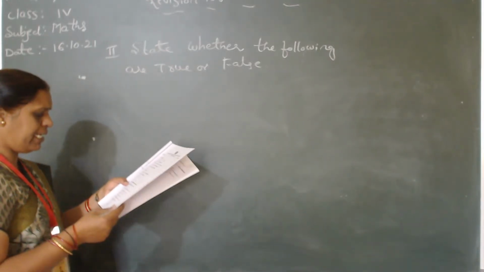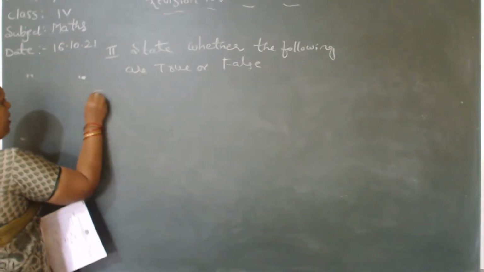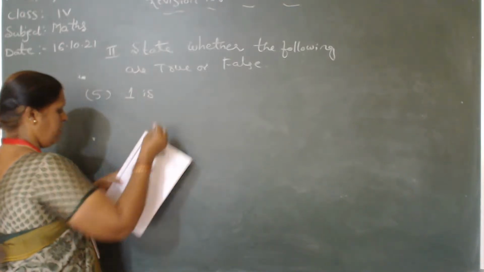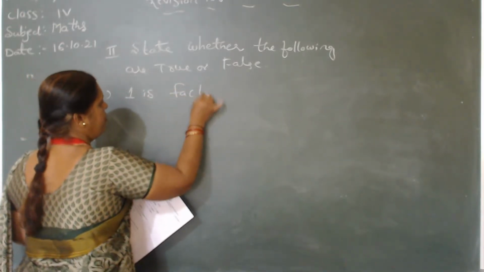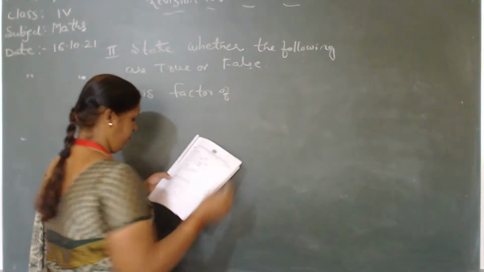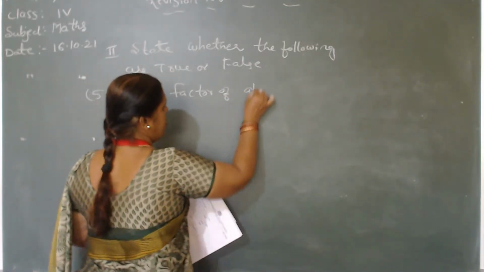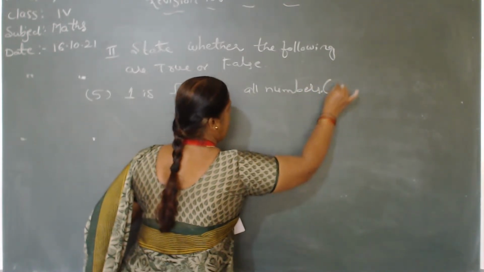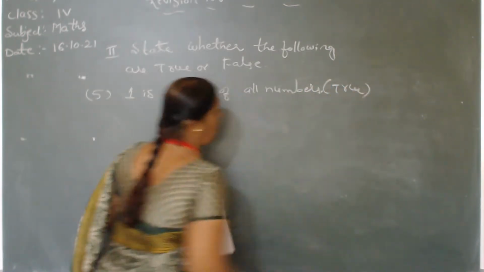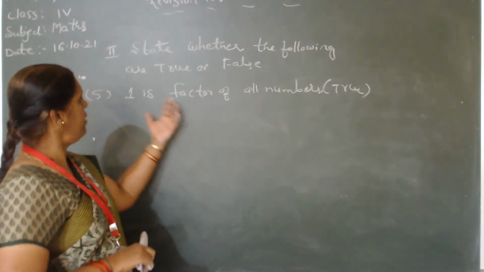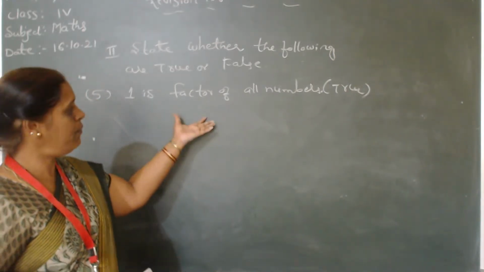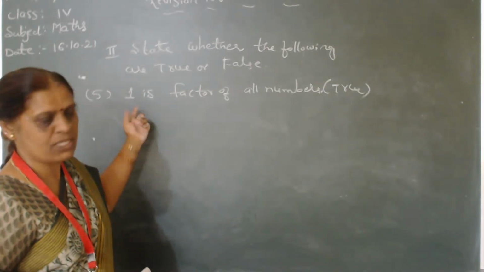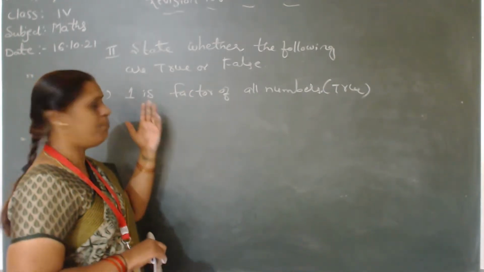One is a factor of all numbers. Fifth one. This is true. So in all tables we will get 1. When we start the factors, we will get 1. So every factor will start with 1.